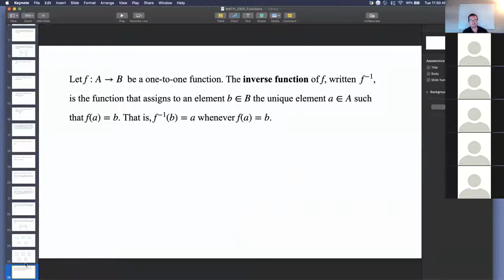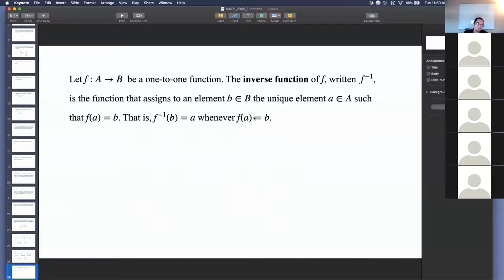Okay, so consider the function f from A to B, and it's an injective function. It's a one-to-one function. The inverse function of f, written f with a superscript -1, is the function that assigns to an element b in the codomain the unique element a, such that f of a is equal to b. Now, f inverse is defined, using this notation, as f inverse of b equals a whenever f of a is equal to b.